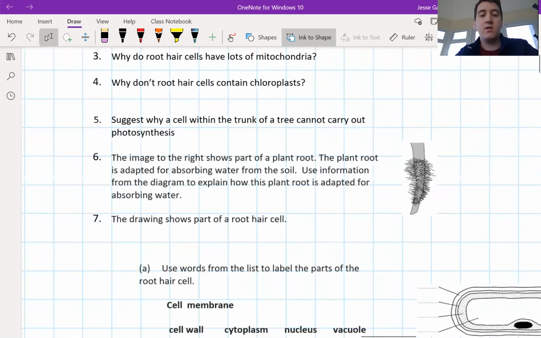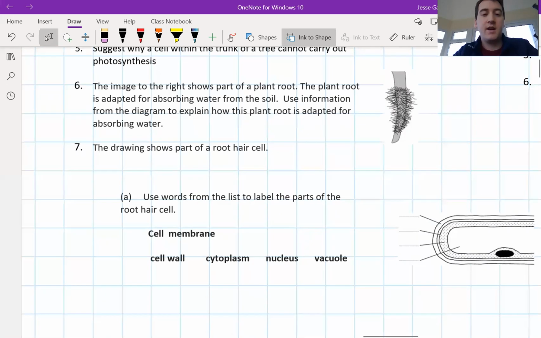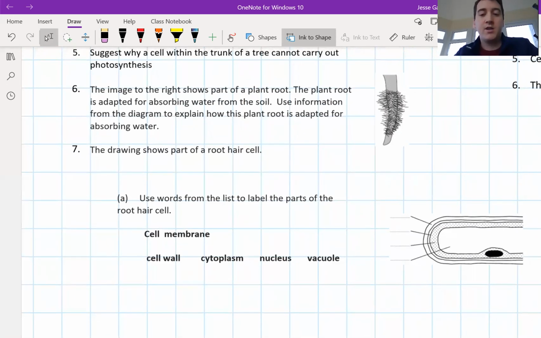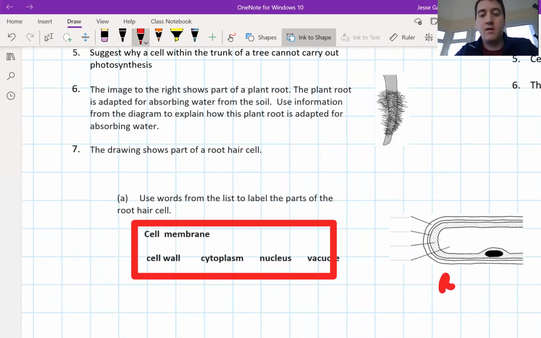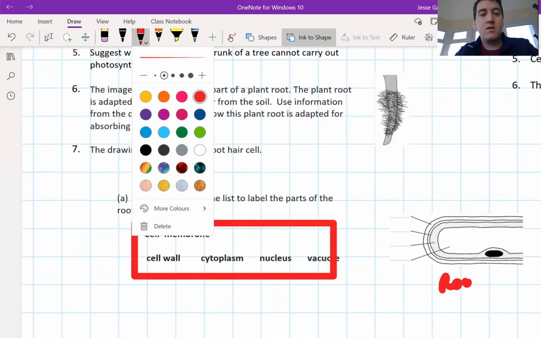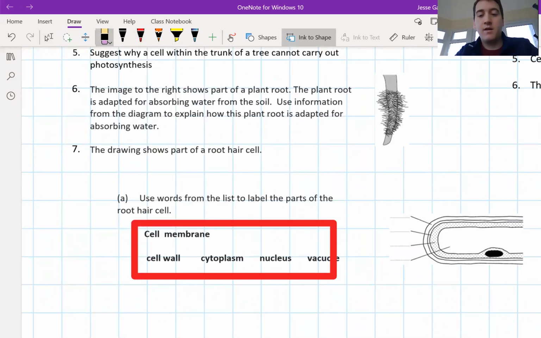I also want you now to do number 7. You can see it there. So you've got a diagram of a root hair cell. You need to draw that diagram and use these guys here to label it. Okay, so this is your root hair. That's your root hair cell. And you guys are going to copy that down and you're going to label it for me. Okay, so do that now, please. Okay, here we go.